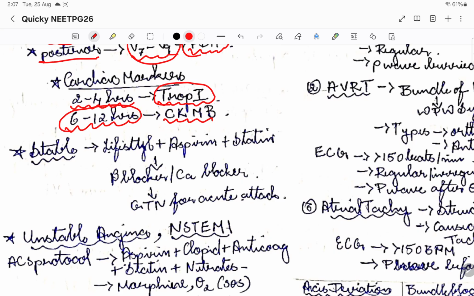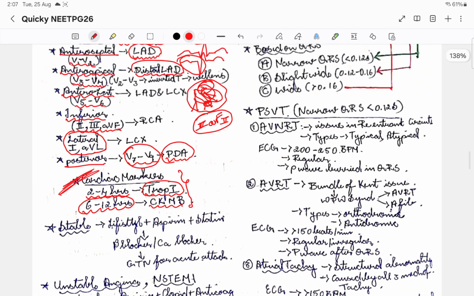So if someone comes to the clinic with chest pain and has arrived within 2 hours, and I send the cardiac markers, they will be normal only. So we have to wait a little while and then send the cardiac markers, because a false negative might happen. See, there are recent advancements with respect to troponin and CK-MB, where early diagnosis can also be done. So this is the thing with respect to cardiac markers.